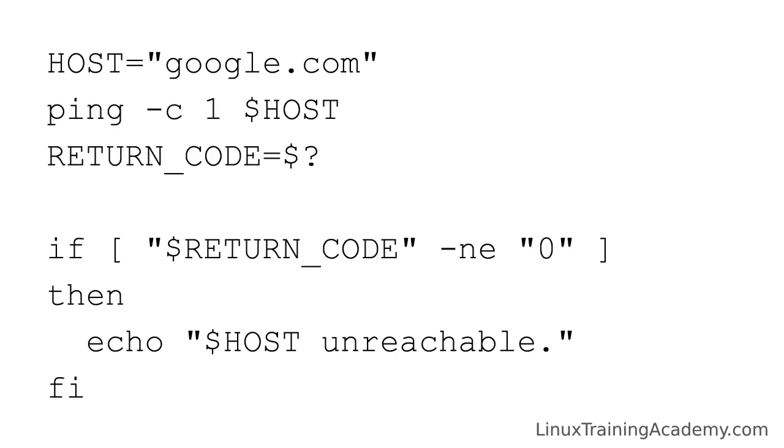We can assign the return code of a command to a variable and then use that variable later in the script. In this example, the value of $? is assigned to the return_code variable. So return_code contains the exit status of the ping command.